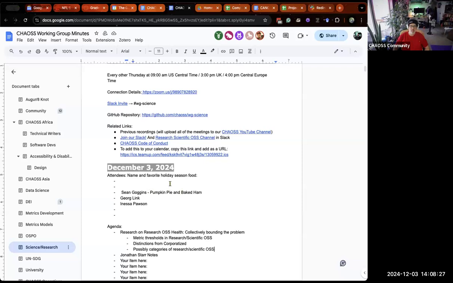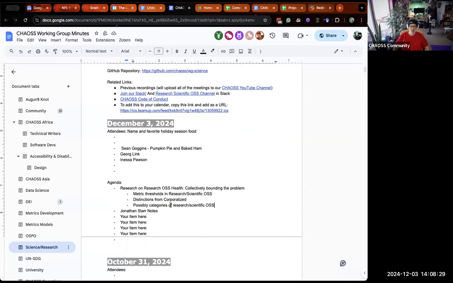And the topic I was bringing up is this idea of research on research, open source software health, and collectively bounding the problem, knowing that there are different metric thresholds in research and scientific OSS, and they are distinct from the corporatized world. And I think there are also, based on my own analysis, likely some categories within scientific OSS. So I don't think research and scientific OSS is one thing. At least I've heard different things about what people think it is.